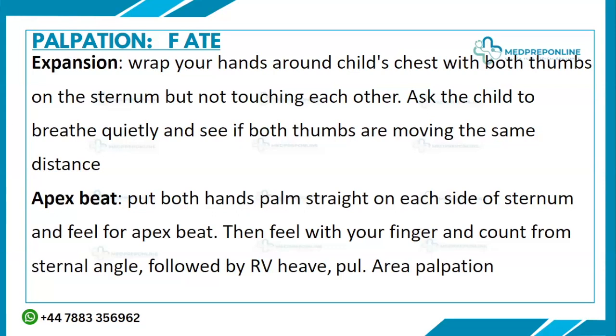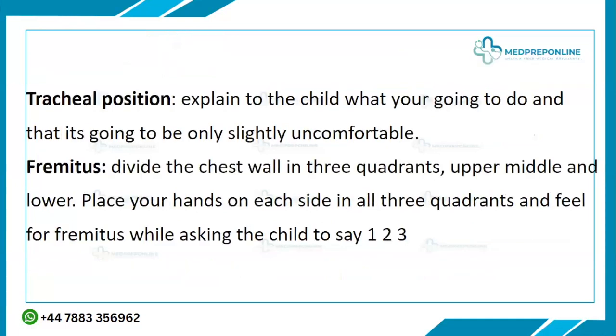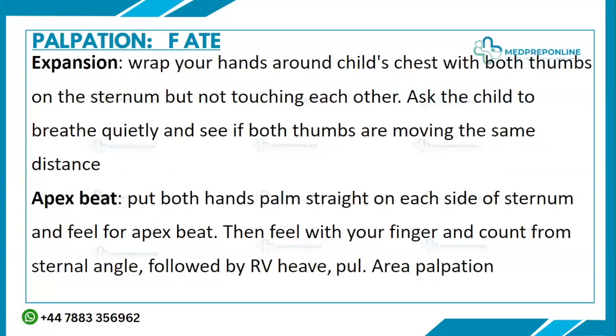In the palpation, the helpful mnemonic is FATE. So there are four aspects in the palpation that you should cover. Okay, you can go with any sequence that you want. FATE. So the F stands for the tactile fremitus, A for the apex beat, T for the trachea, and E for expansion. Okay, so you can start with expansion. Can anybody tell me how you do the chest expansion?